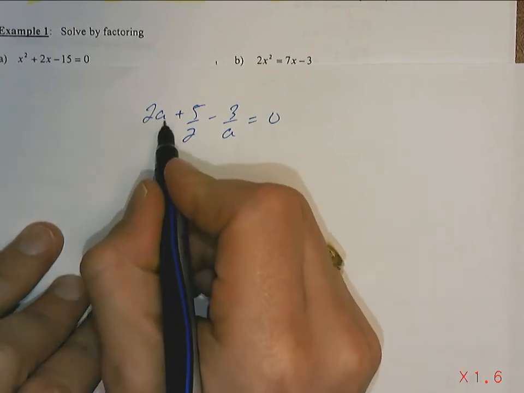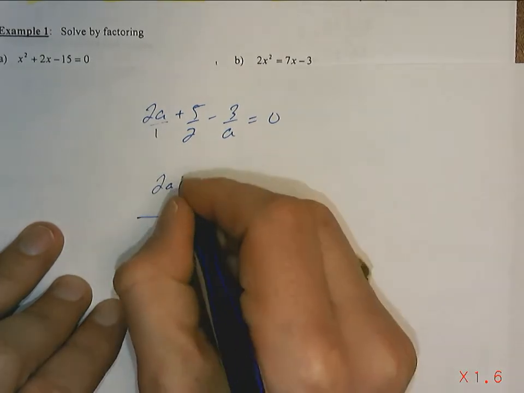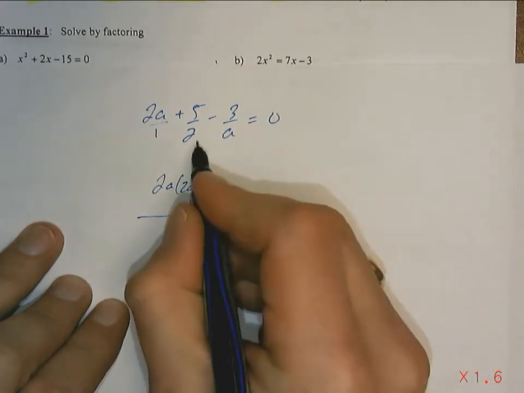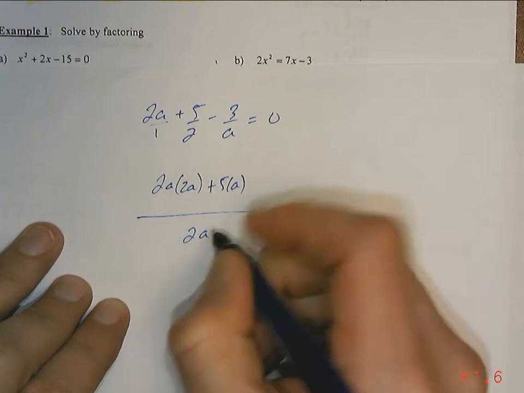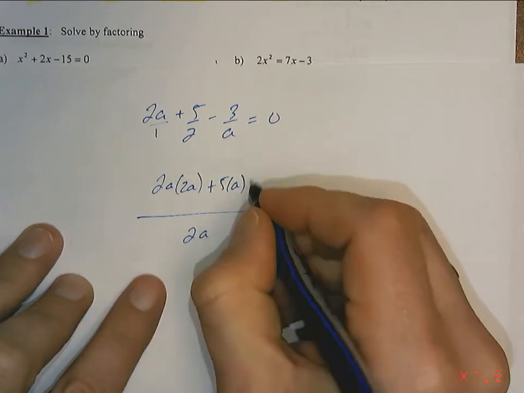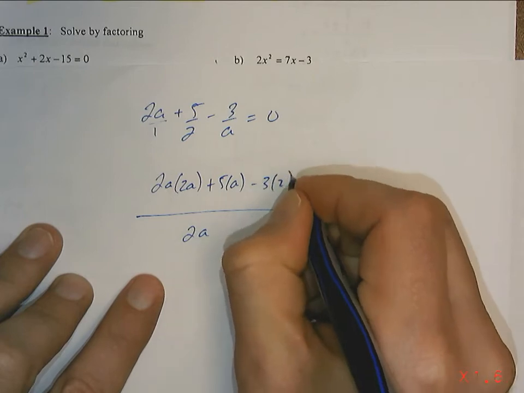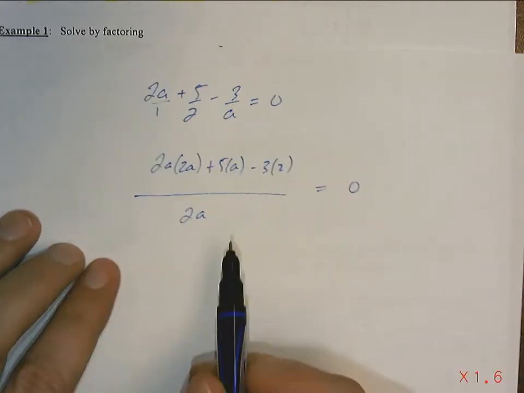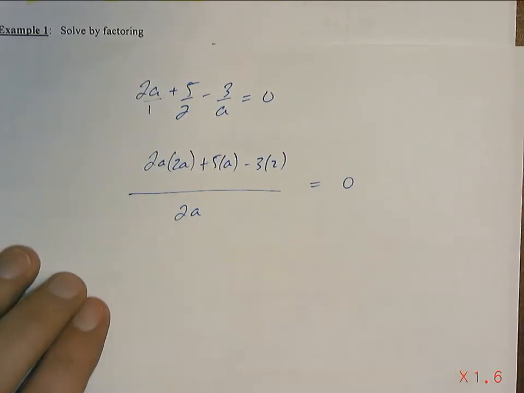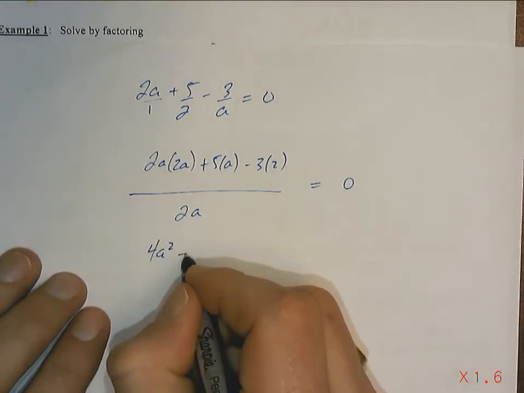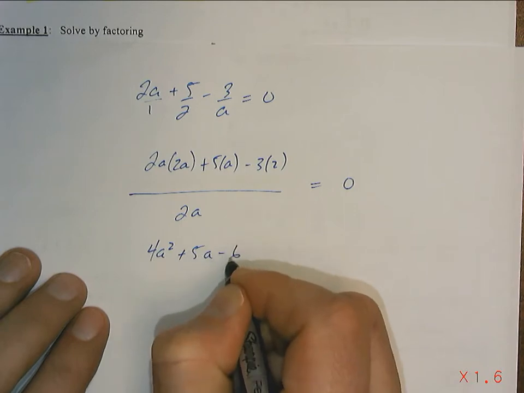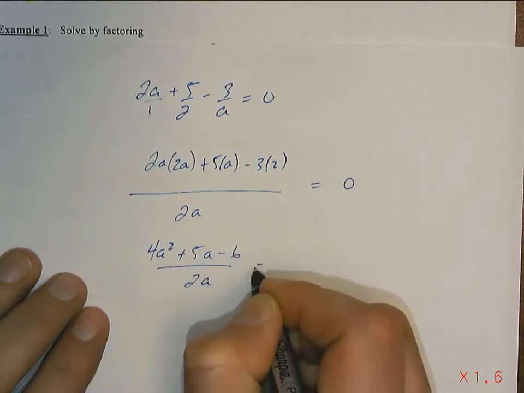So this 2a has a 1 in the denominator, so it has to be multiplied by 2a. This 2 is missing the a, so the 5 has to be multiplied by a. This a is missing the 2, so the 3 has to be multiplied by 2. And since I'm getting a common denominator, I don't do anything on the other side. It stays equal to 0. What that gives me is 4a squared plus 5a minus 6 over 2a equals 0.